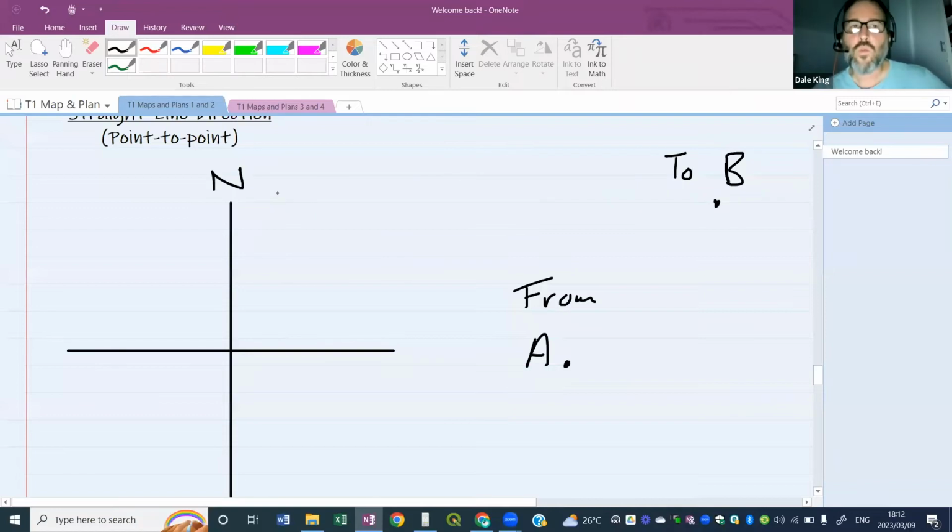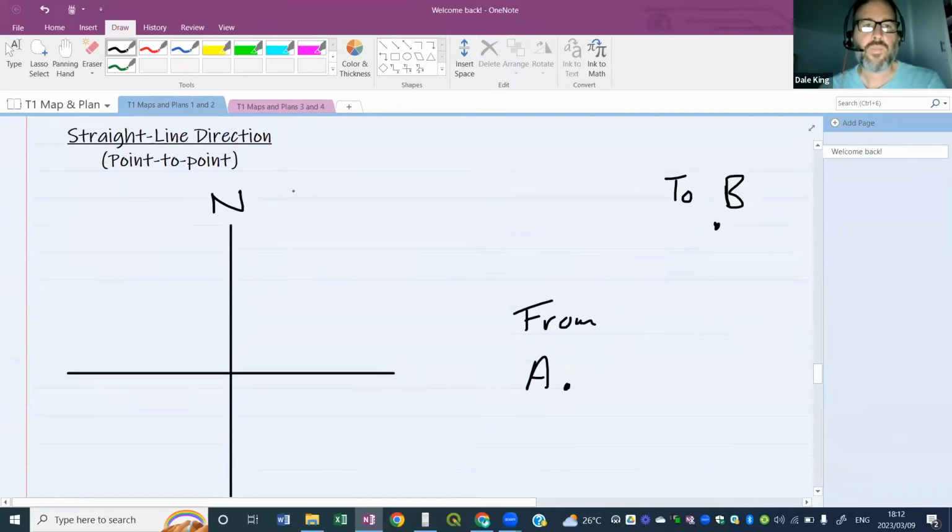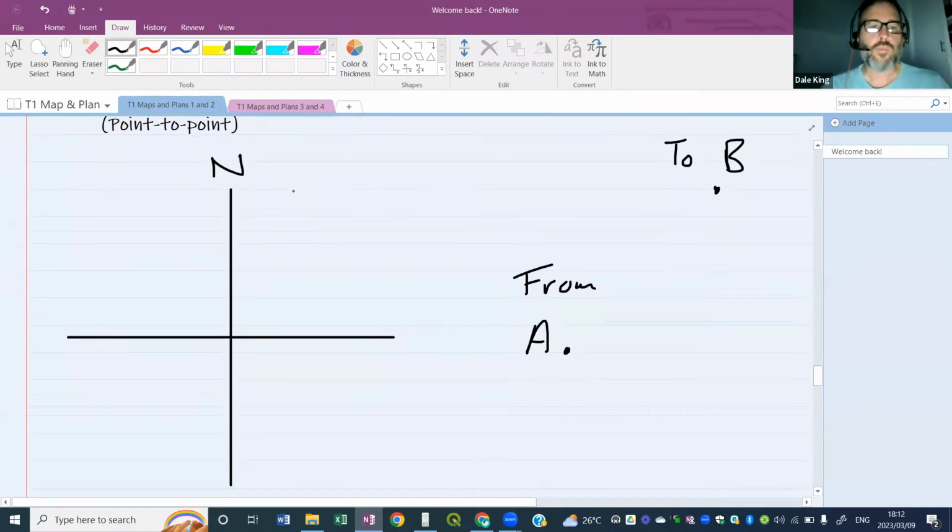And if they give you a map with north on it, they're likely going to ask you a direction question. This type of direction is called straight line direction. We'll talk about another direction later on, but this is straight line direction from point to point. So let's talk about the compass points in the map.